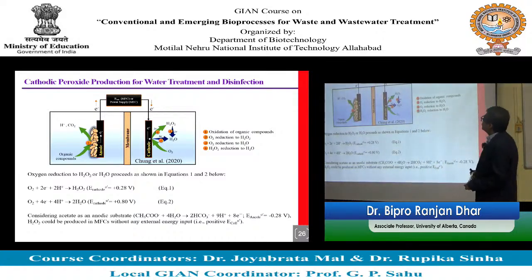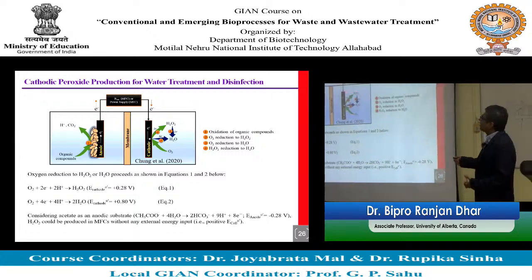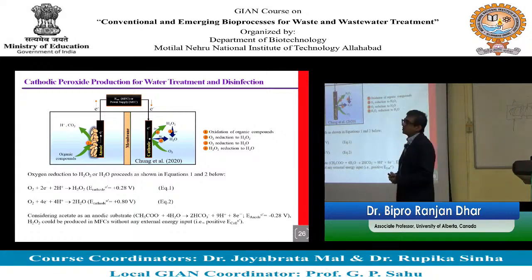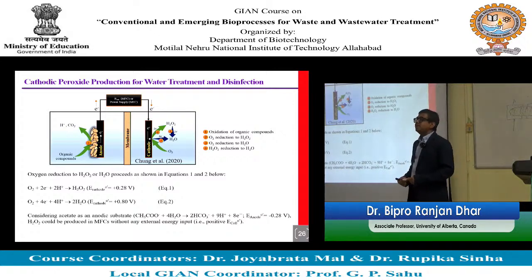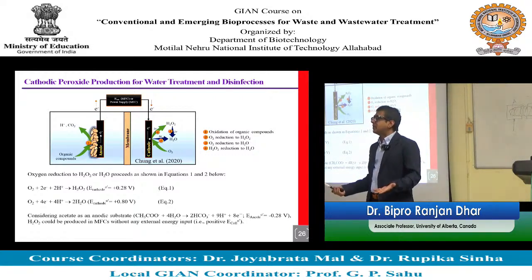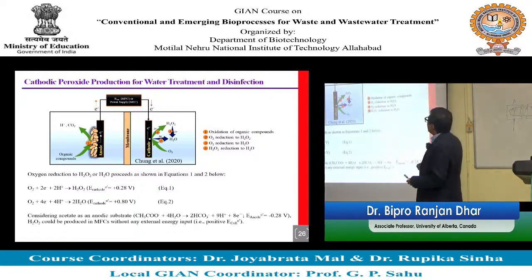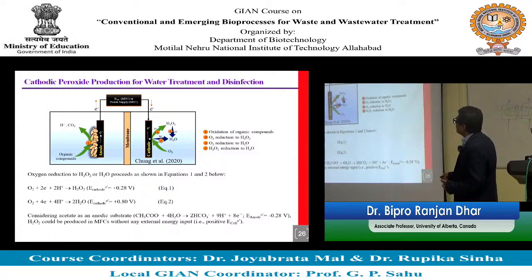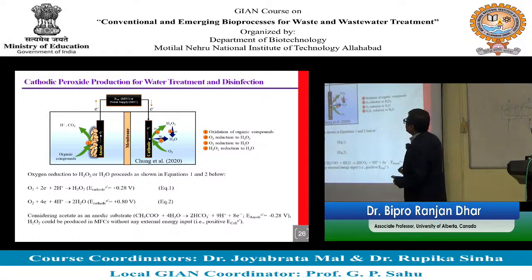Another application is that we can produce some value-added chemical on the cathode, and use that chemical for different applications in wastewater treatment. For example, one compound is hydrogen peroxide, which is a very strong oxidant that can also be used for disinfection. So how can we produce hydrogen peroxide? You can see here in a typical MFC, oxygen, 4 electrons and 4 protons combine together and produce water, and this is a 4-electron reaction.